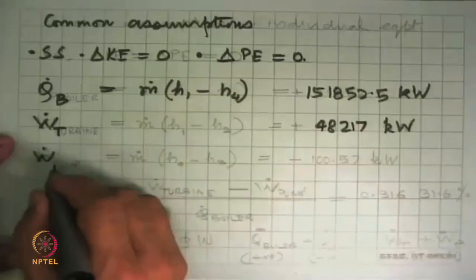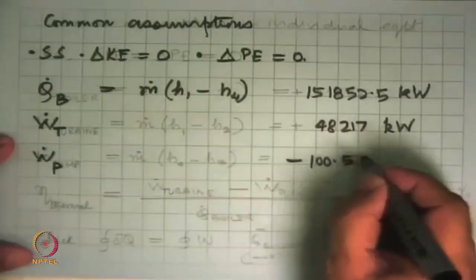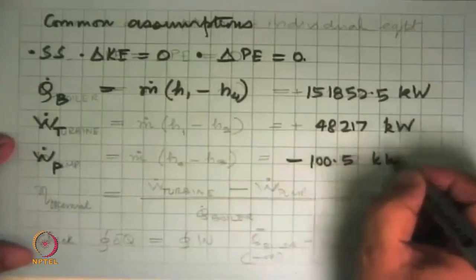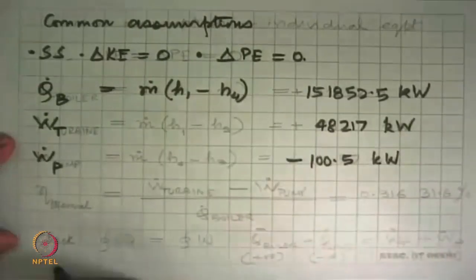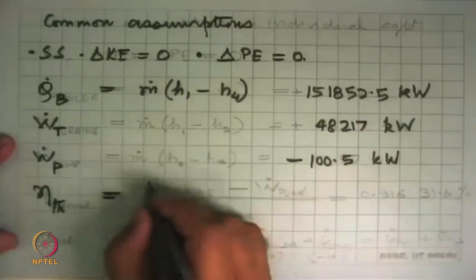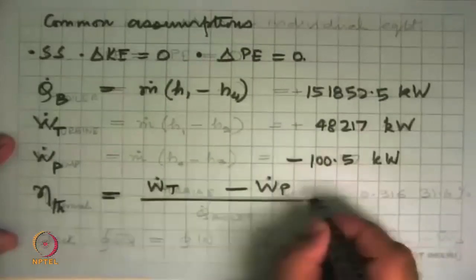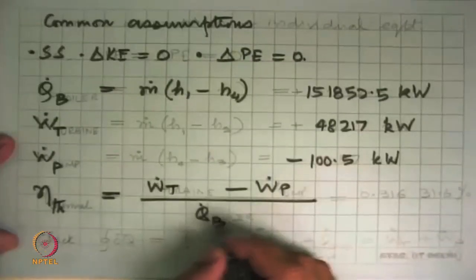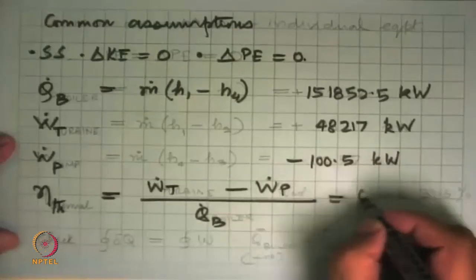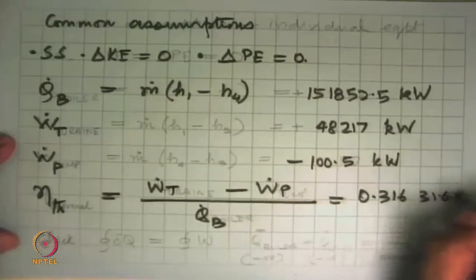Work to the pump is minus 100.5 kilowatts. And the thermal efficiency, the thermodynamic efficiency, is turbine output minus pump input divided by heat supplied to the cycle, and this turns out, in this case, to be 0.316 or 31.6%.